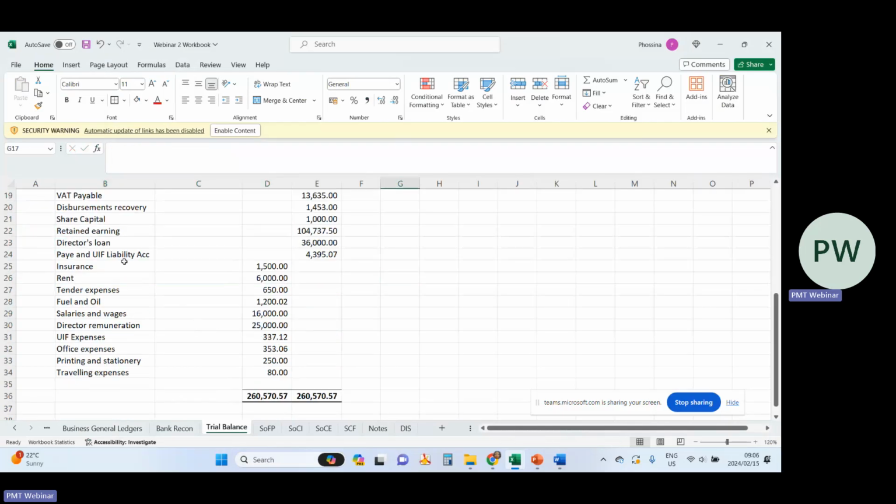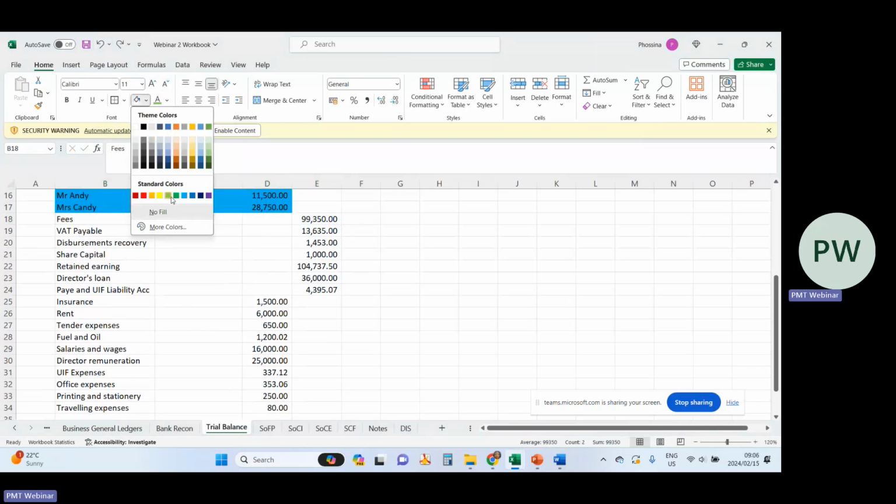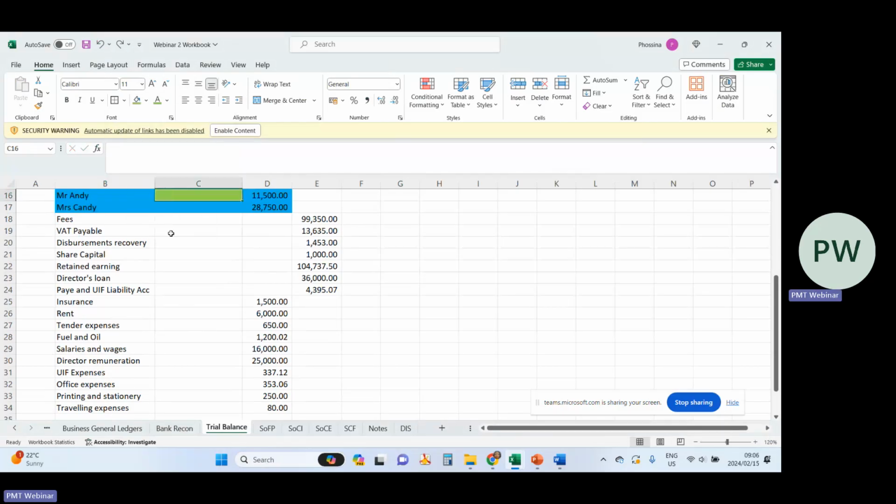This one is our fee. We've dealt with our fee. I'm going to put it in green. Here, I'm going to highlight it in green like that. Technology today is giving me trouble, yeah, like that.